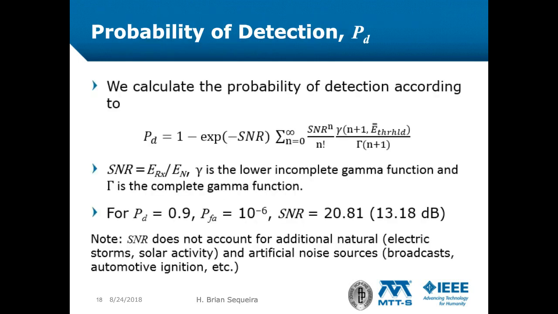It is straightforward, see the posted handout, to compute the probability of detection P sub d for the given probability density of the noise distribution in the presence of a signal as shown above. As one might expect, the SNR depends on the probability of detection and probability of false alarm. For P sub d equals 0.9 and P sub fa equals 10 to the minus 6, the required SNR is approximately 21 or 13.2 dB.